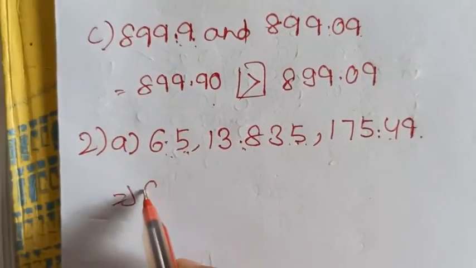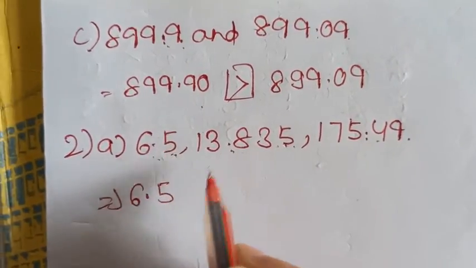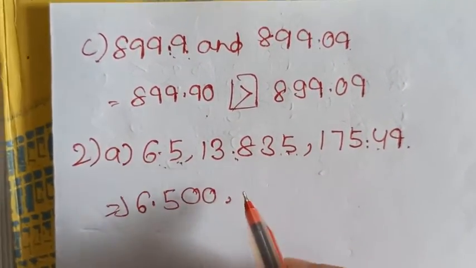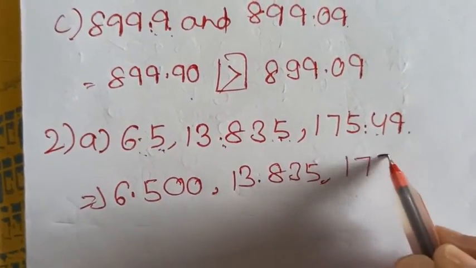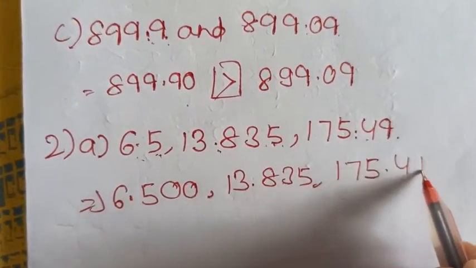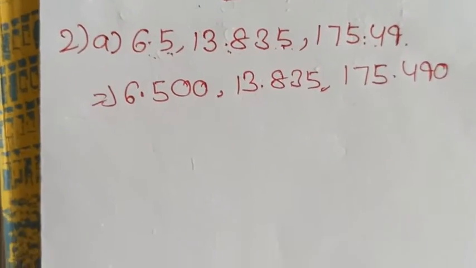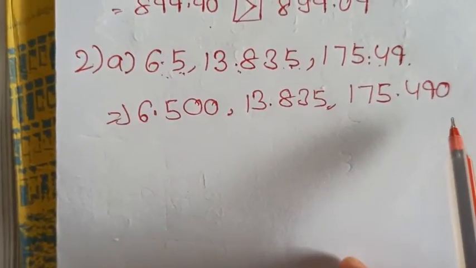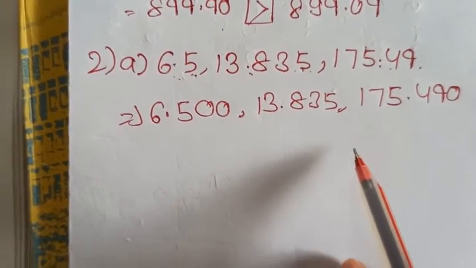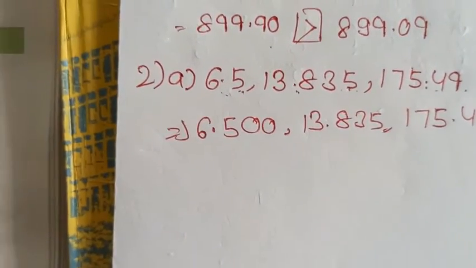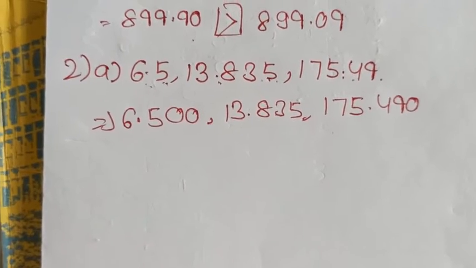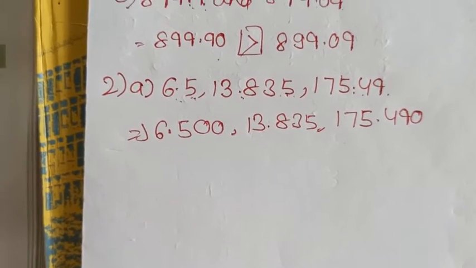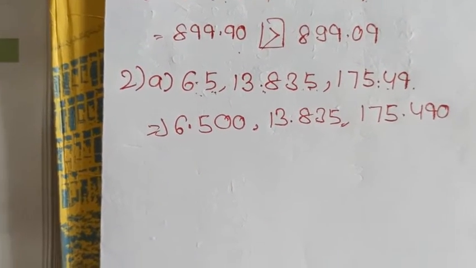Very easy. So right here 6.500. Now this one is written 13.835, no problem. Now this 175.49, there are 2 digits, so 175.490. Now you can see after the point all have 3 digits. Now this is converted into like decimals. This is the way of converting into like decimals, and you can do this very easily.